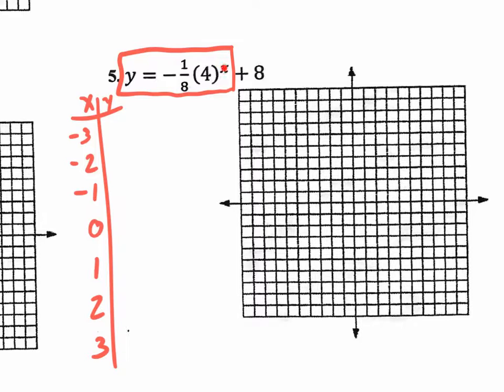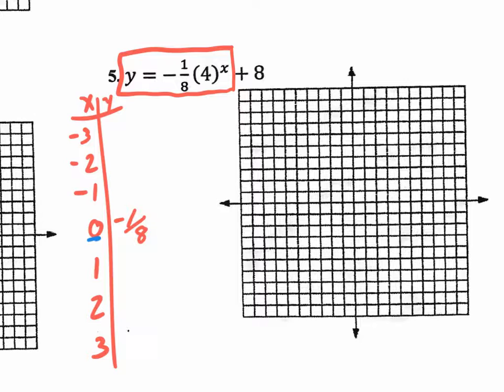So if you plug in 0, it's going to be 4 to the 0 power. And 4 to the 0 is really just 1, right? And 1 times -1/8 is -1/8. So when I plug in 0, I really do get out a -1/8, which is hardly anything. Okay, -1/8 is hardly anything.